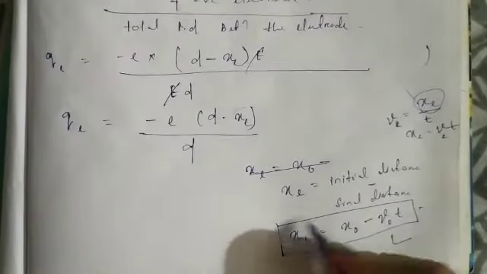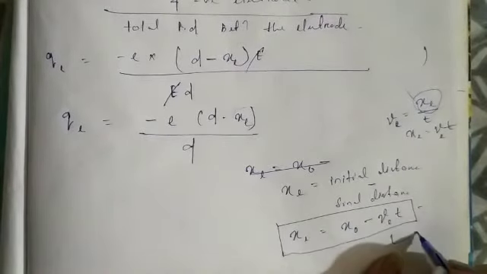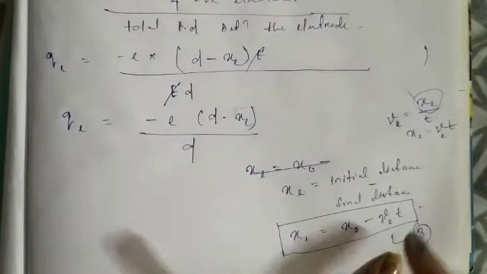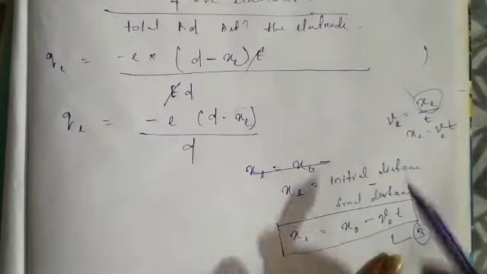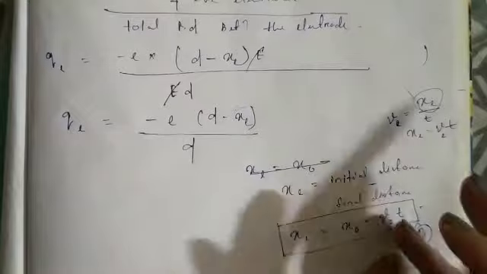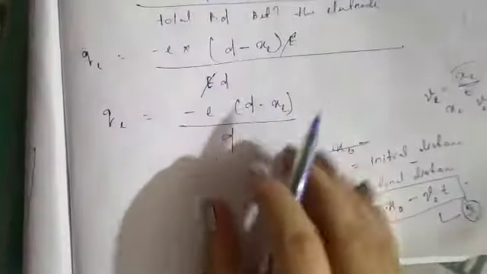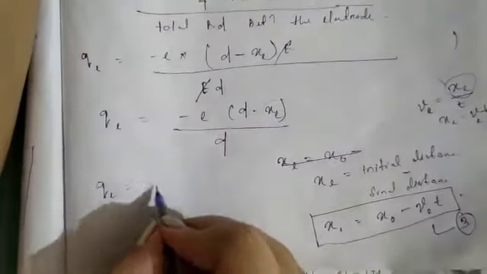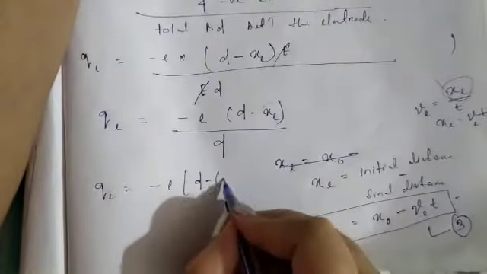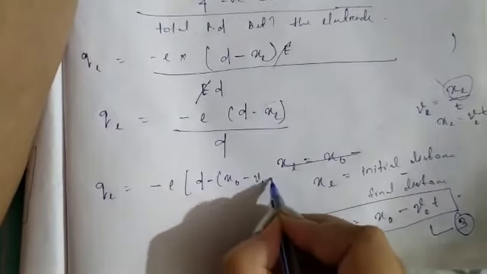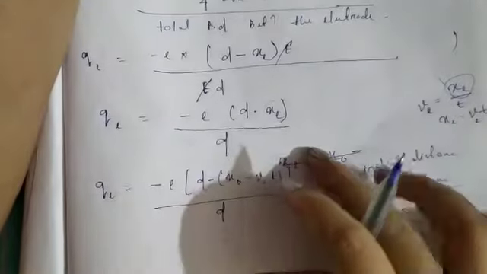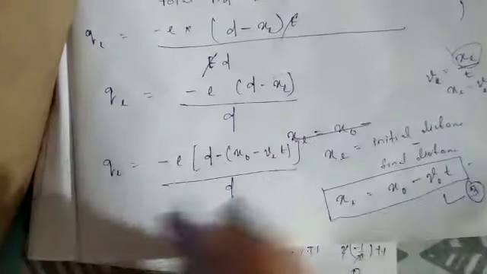So we have the value of x_e. Let it be equation number 3. Using the value of equation 3 here, we can get Q_e is equal to minus e (d minus x_0 minus v_e t) divided by d.